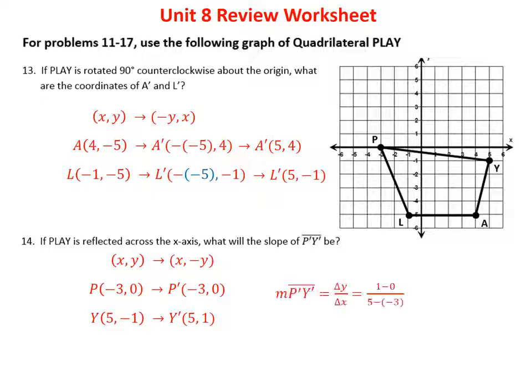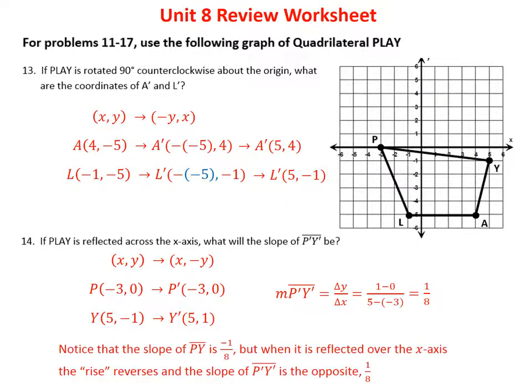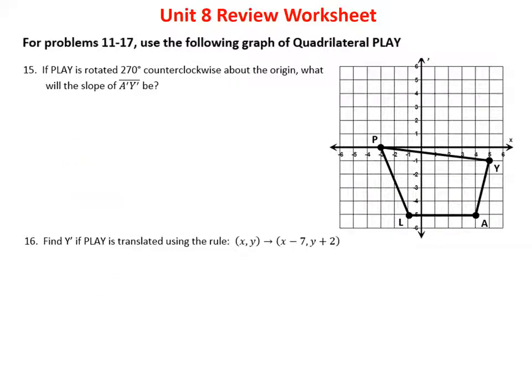So now let's find the slope. Remember that the slope is simply the change in y, the rise, over the change in x, the run, or another way of saying it, y2 minus y1 over x2 minus x1. So in this case, y2 minus y1 is 1 minus 0, and x2 minus x1 is 5 minus -3. Now don't forget that subtracting a negative becomes adding the opposite, so it becomes 5 plus 3. So our answer is 1/8. The interesting thing is that the original one was -1/8. When I reflect it over the x-axis, it becomes the opposite, or 1/8. Not perpendicular, just the opposite.